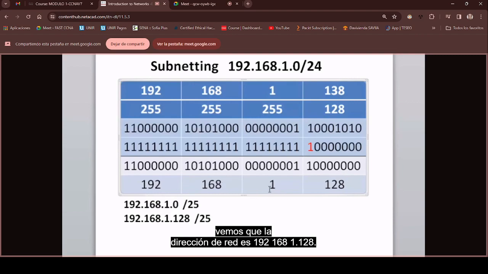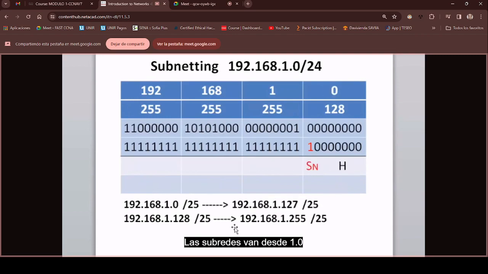So when we take the IP address with the /25 subnet mask, we see that the network address is 192.168.1.128. So we've created 2 subnetworks from the single 192.168.1.0/24 network. The subnetworks go from 1.0 all the way up to 1.127, with 0 being the network address and 127 being the broadcast address.